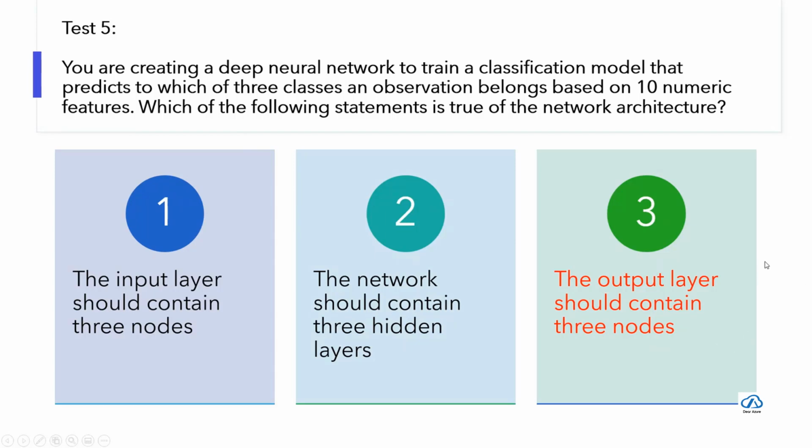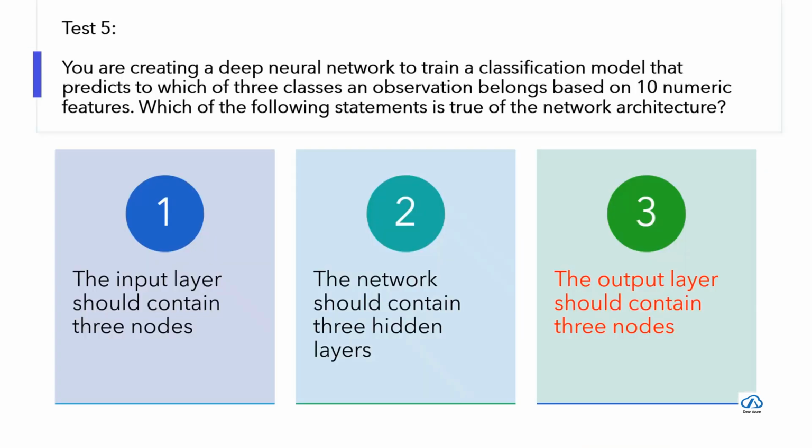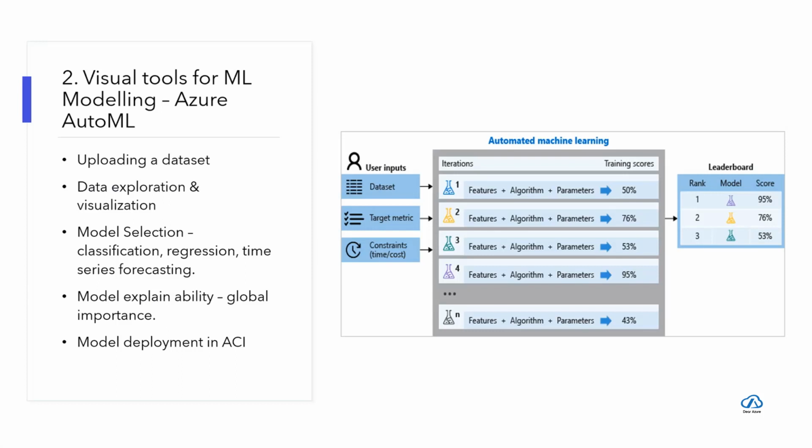Perfect. A lot of people answered it right, which is good. This kind of question you will be asked in the first section of DP-100: what kind of algorithm you should choose, what will be the input, what will be the output, and what type of machine learning model, regression or classification, it should choose.